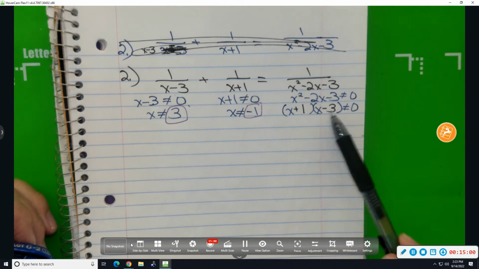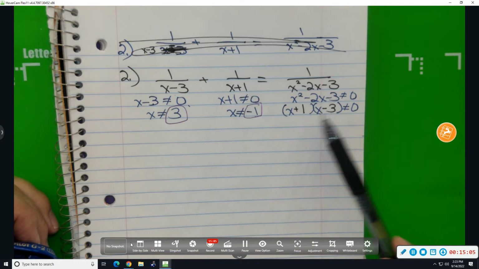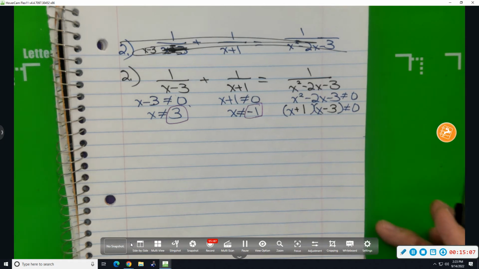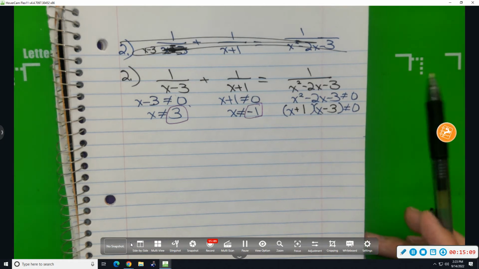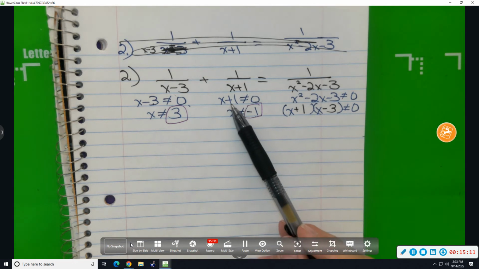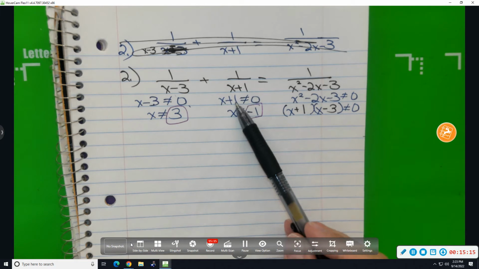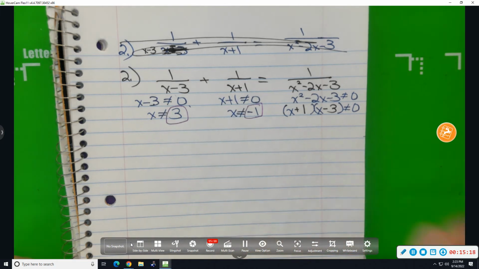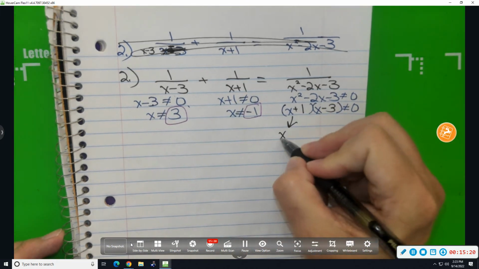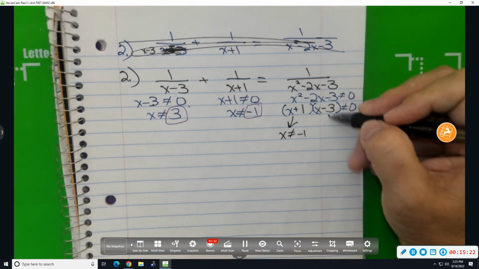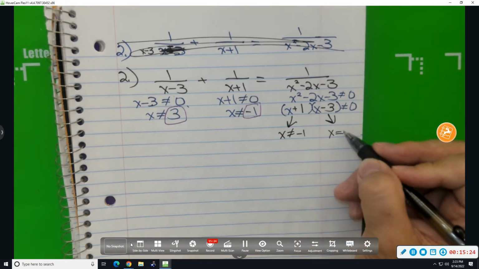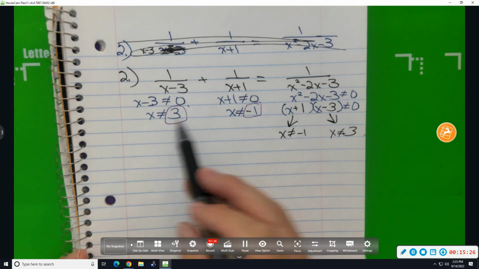These two factors, they look mighty familiar to me. Didn't we just see x plus 1 and x minus 3? Yeah, where were they? We've already taken into account those numbers. They factored using x plus 1 and x minus 3, so we already know that x can't equal negative 1. We already know that x can't equal positive 3. We already found that here.